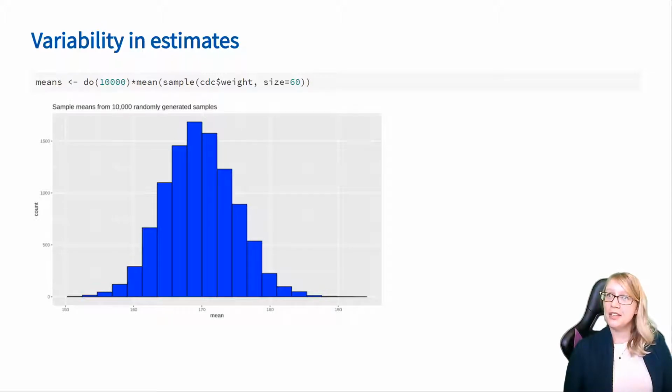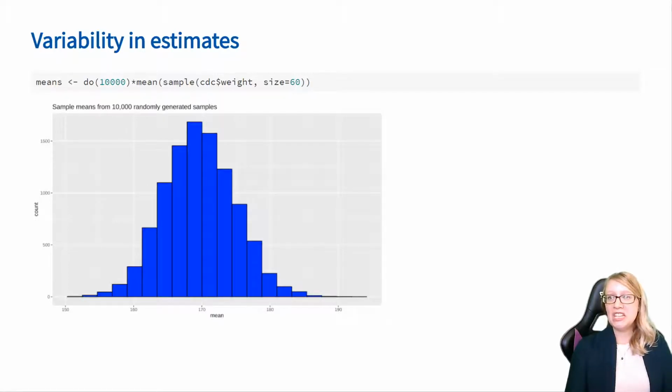Here is what these sample means look like, and I told you that it wasn't that difficult to generate them. This line of code did it. What you're looking at here is a histogram of 10,000 randomly generated samples. For each of my randomly generated samples, I calculated the sample mean weight. Now, the population mean weight was right about 169 pounds, specifically 169.68. Look at where the peak of these randomly generated sample means is. It's right at 169.